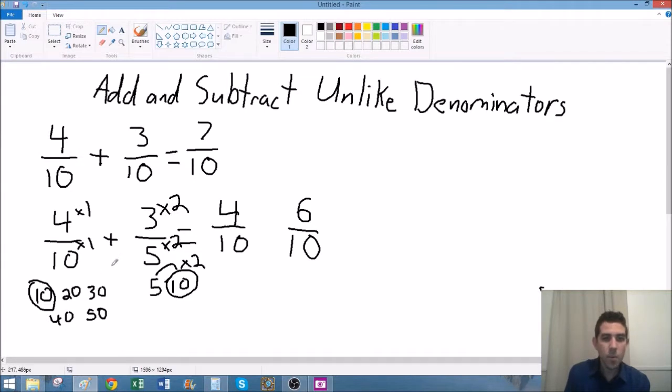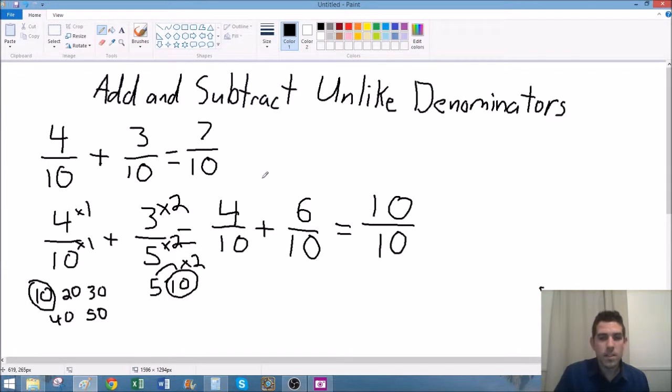I now have 4 over 10 plus 6 over 10, because I multiplied the 3/5 by 2. I now have like denominators. Now it's back to being easy. 4 plus 6 is 10, over 10, all done. So our goal is to get our unlike denominators to be like denominators by finding the multiples.